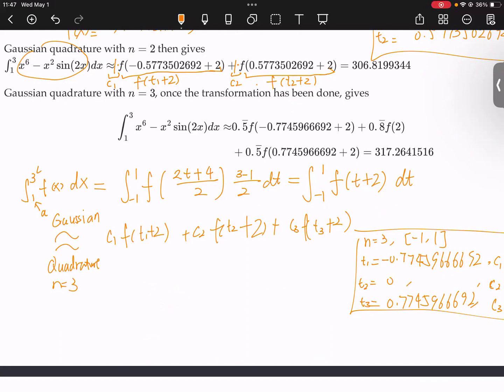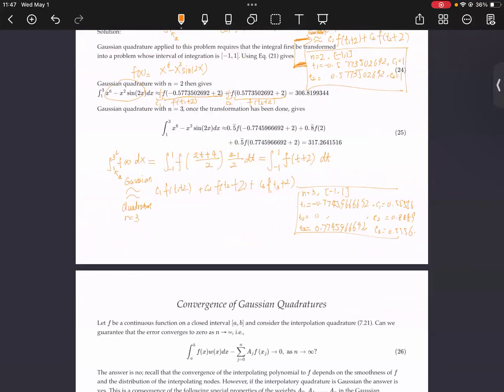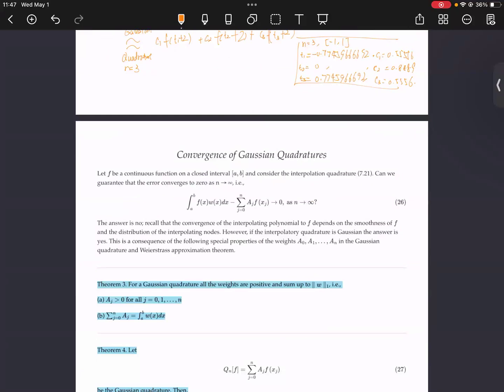But you need to look into the table and get the corresponding value. And then that's it. If I ask you to solve the Legendre polynomial to get the nodal points, then you need to solve it. Otherwise, you just need to look into the table to get the nodal values and the corresponding coefficients. Most of the time, people just use the table, not solving the Legendre polynomials at the very beginning.